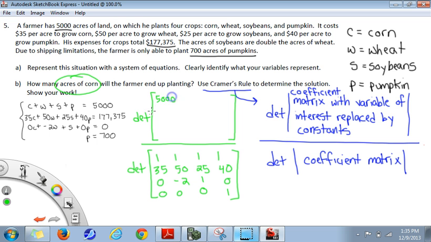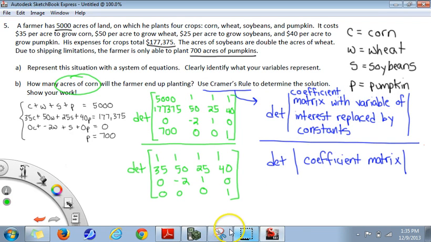5,000, 177,375, 0, and 700. And then the other three columns will remain the same. So we've got 1, 50, -2, 0, 1, 25, 1, and 0, and then 1, 40, 0, and 1. This really takes longer to set up than it does to solve. But now that I have these two matrices set up, I need to use my calculator, because we don't find determinants of matrices this big by hand, not in this class anyways.